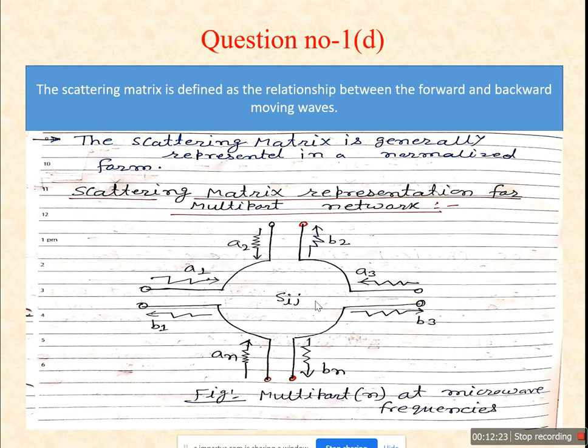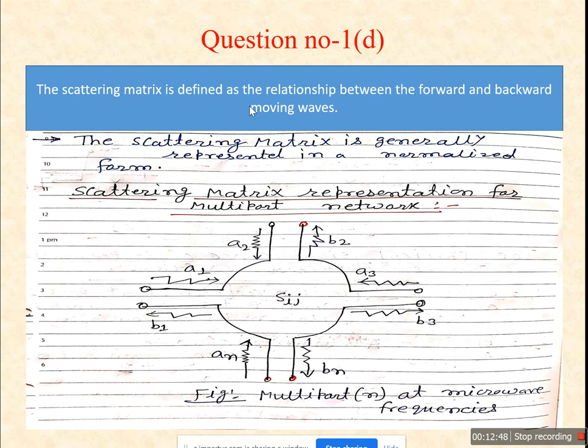Let's see what the S matrix is. The scattering matrix is defined as the relationship between the forward and backward moving waves. I am presenting these terms as for a broad 7 marks question. You can find only the abstract point to write in the 2 marks question. In 2 marks, you can write the first part.